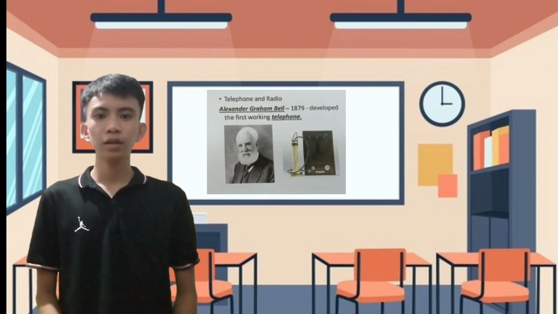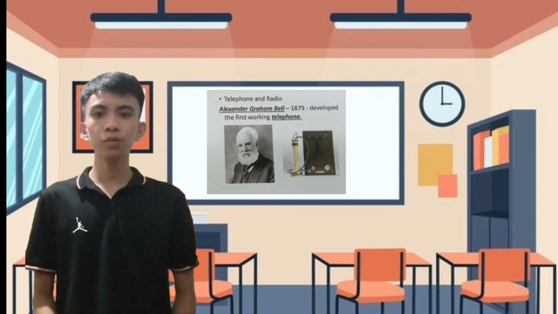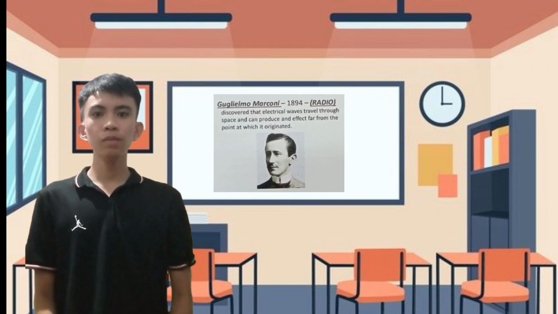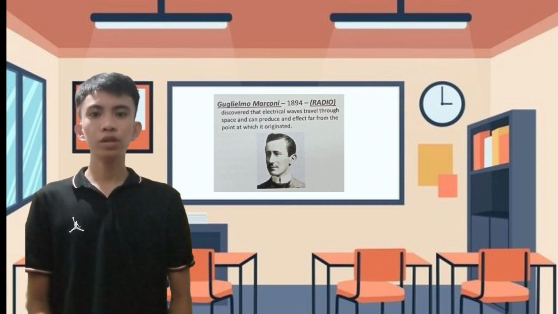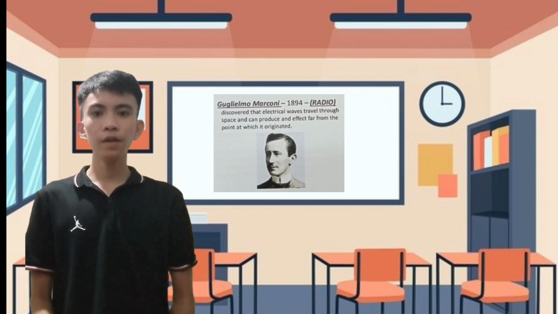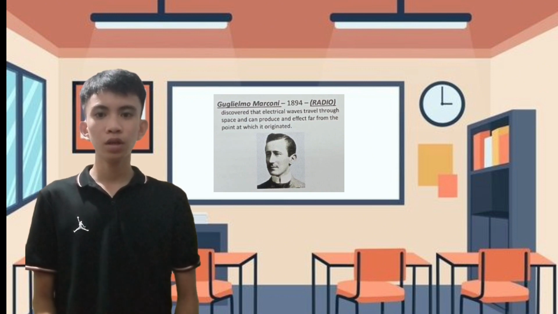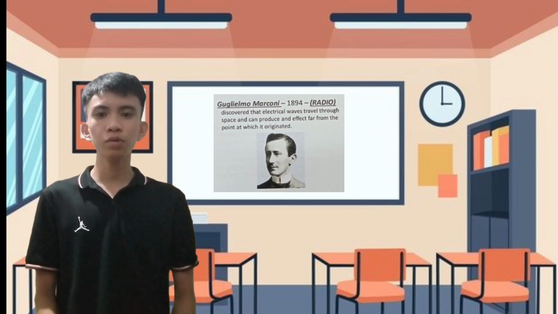Next is Alexander Graham Bell. He was the person who developed the first working telephone. The next person is Guglielmo Marconi, who discovered that electrical waves travel through space and can produce an effect far from the point at which they originated. He was also responsible for inventing the radio.